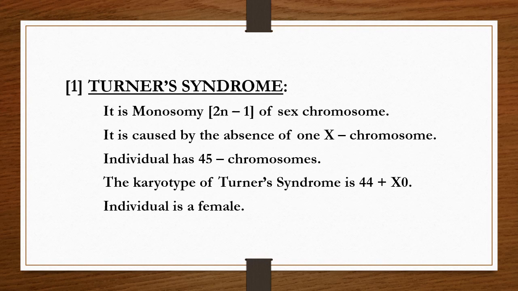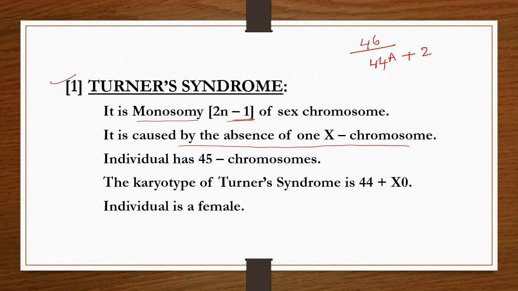So the first aneuploid of sex chromosome causes a syndrome called Turner's syndrome. This Turner's syndrome is a monosomy, that means shortage of one chromosome. It is caused by the absence of one X chromosome. Generally human beings have 46 chromosomes, including sex chromosomes, or otherwise we can represent this as 44 autosomes plus two sex chromosomes.